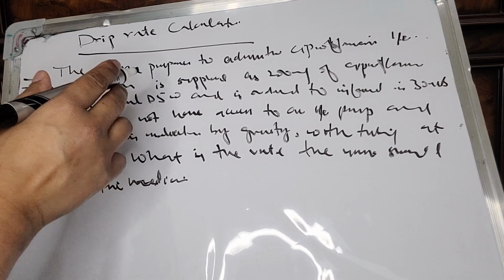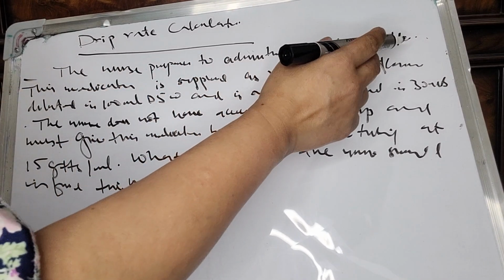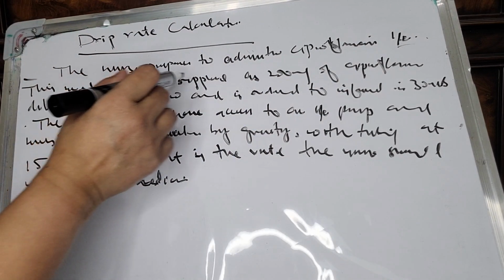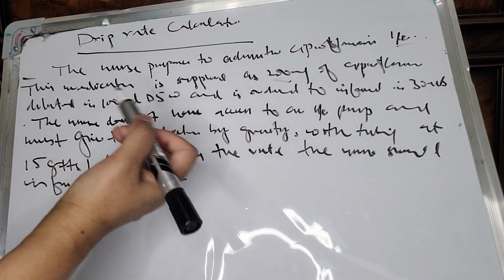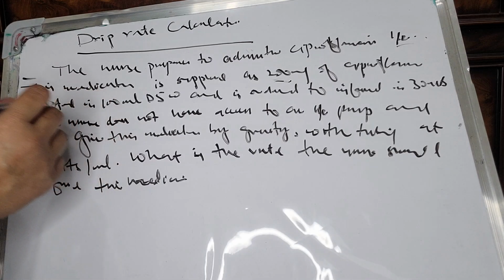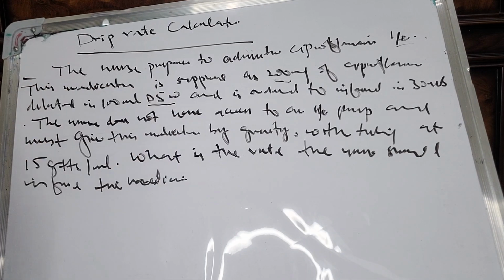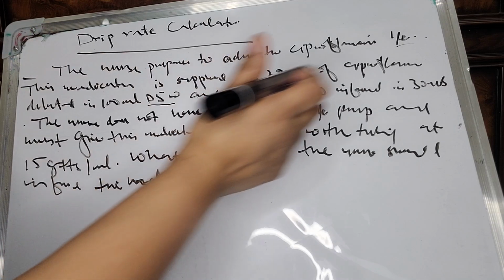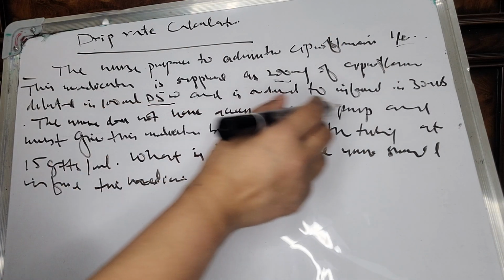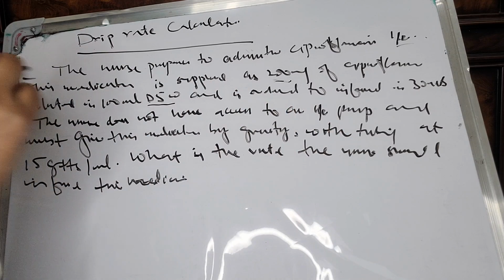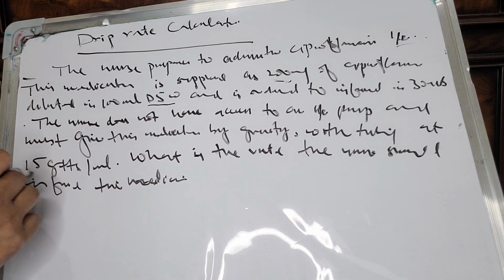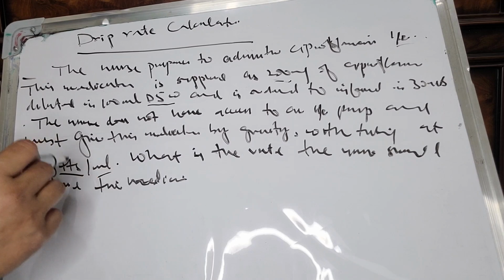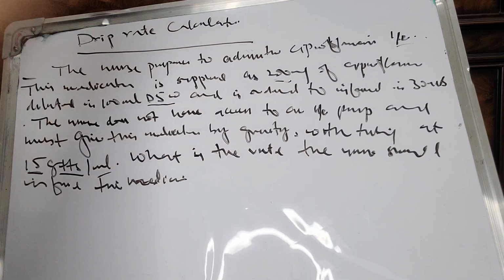So the question is, the nurse prepared to administer ciprofloxacin intravenously. This medicine is supplied as 200 milligram of ciprofloxacin diluted in 100 ml D5 water, and the doctor ordered it to be infused in 30 minutes. But the nurse doesn't have an IV pump, so this medicine should be given by gravity. With tubing of 15 GTTS per ml, that is the drop factor, what is the rate the nurse should infuse this medicine?